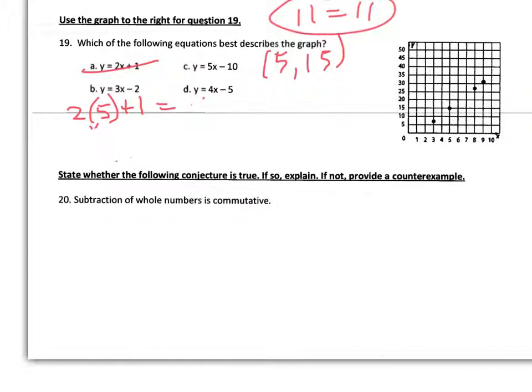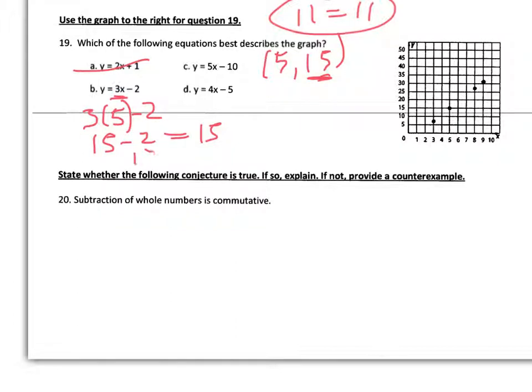All right. Next one. Okay, next one is we're going to plug in the 5 for this one. So 3 times 5 minus 2. 3 times 5 is 15 minus 2, and we're going to see if that equals the 15. 15 minus 2 is 13. That is not going to equal 15. So again, that one is incorrect.